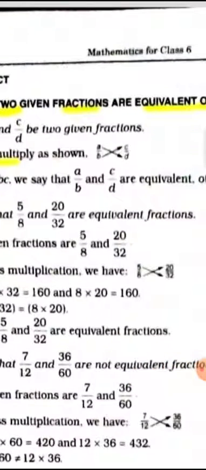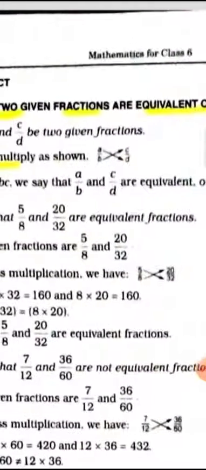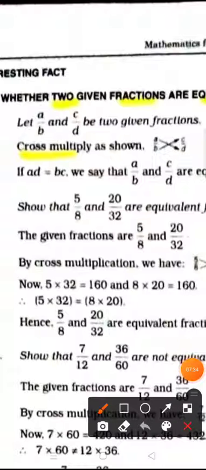So we have to apply the cross multiply method. Here you have seen how you have to apply the cross multiply. If both come equal, then it is equivalent, otherwise not. Cross multiply. If they are equal, then it's equivalent, otherwise not.